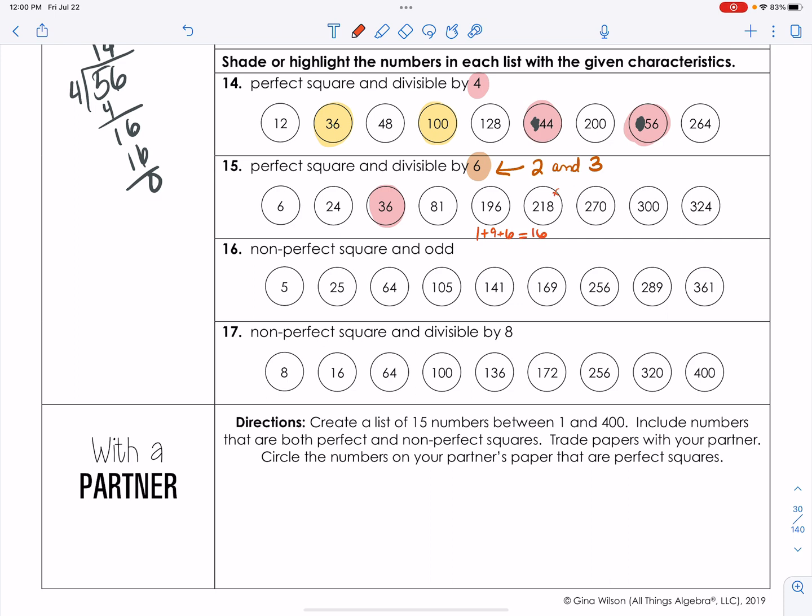218 is not a perfect square. 270, no. 300, no. 324 is. It is divisible by 2 because it's even. And is it divisible by 3? 3 plus 2 plus 4 is 9. Yep, it's divisible by 3. So if it's divisible by 2 and 3, it's divisible by 6. All right, I would like you to try 16.